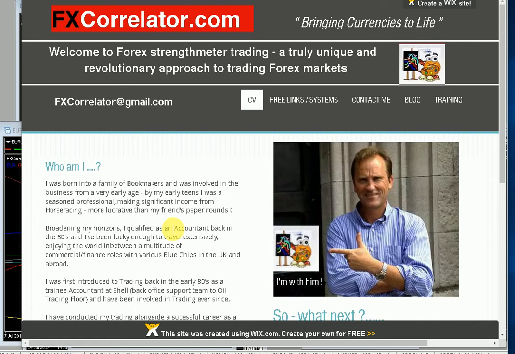So without further ado, let's have a look at what's happened this week in the markets using my usual strength meter indicators.